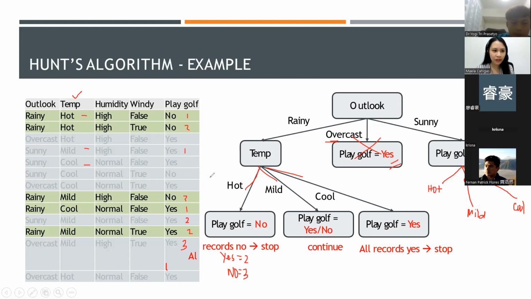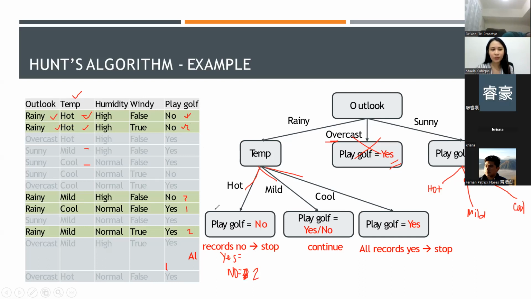Oh, sorry, I forgot to mention rainy. It should be rainy, temperature hot. So let's count again. It should be rainy and then hot. So this one, rainy, hot, and then no, we have one. Rainy, hot, and then no, we have two. So we don't have any more combinations when it comes to rainy, hot, and no. So that means rainy, hot, and no, we have two.